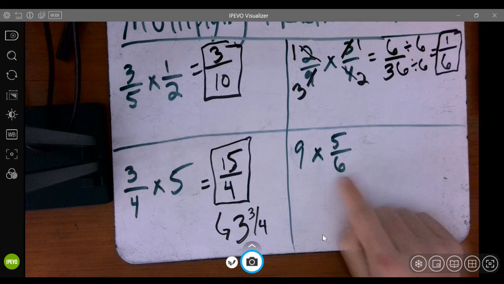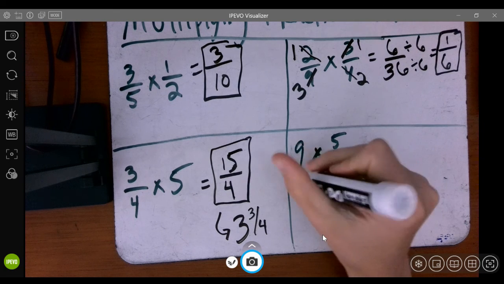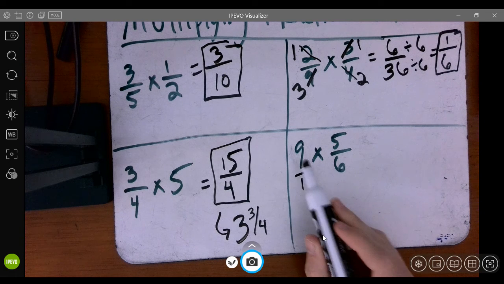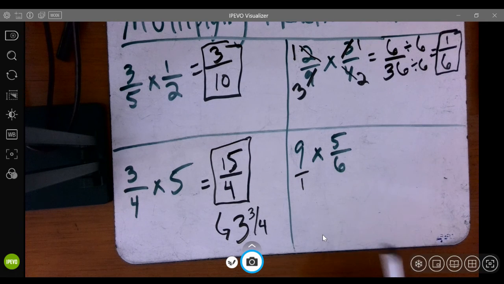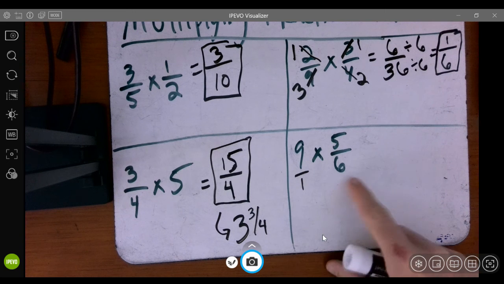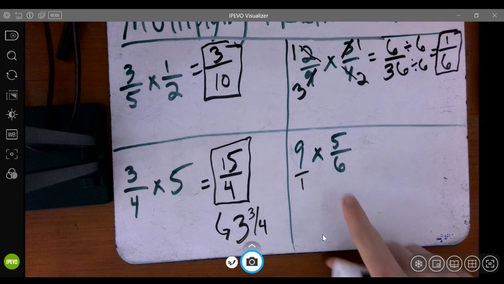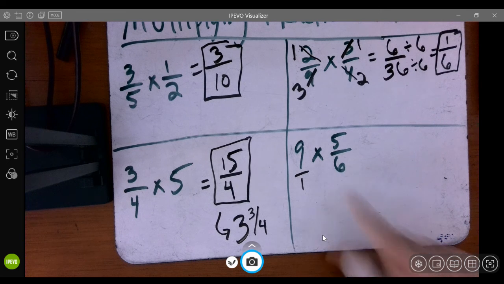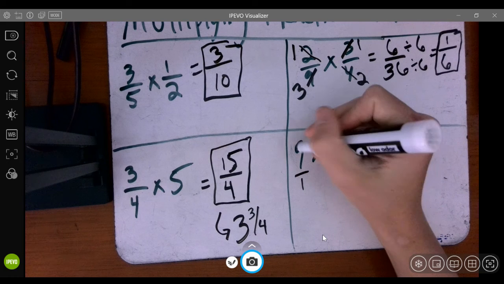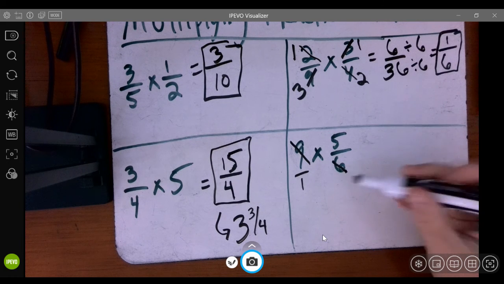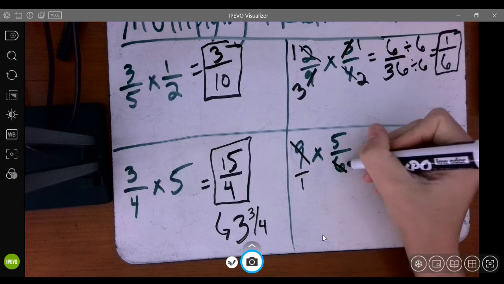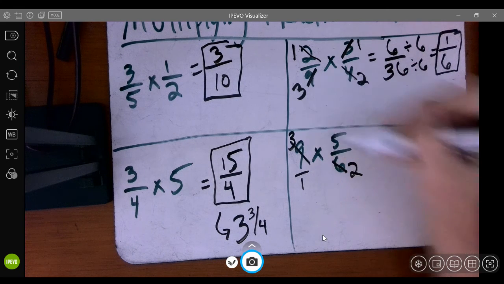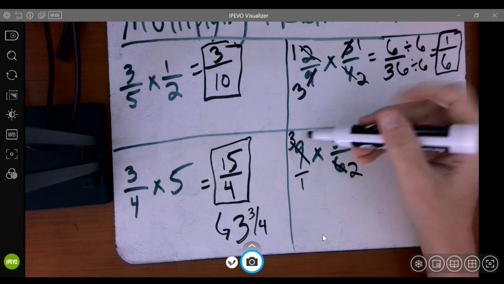And then for this last example, once again, we could think of this as 9 over 1 if you prefer that, or we can multiply 9 times the numerator. I also noticed that 9, which is our numerator, and 6, which is our denominator, have common factors of 3. And so I'm going to cross cancel before I multiply. So 6 divided by 3 simplifies to 2. 9 divided by 3 simplifies to 3. And then I'm ready to multiply.